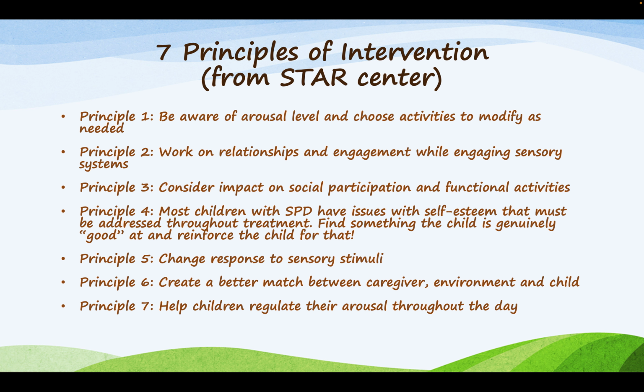Principle 6, create a better match between your caregiver, your environment, and the child. And by this we mean educating the caregiver, looking at different environments that support their sensory needs, and of course, having a child that is not a round peg in a square hole, so that we understand and celebrate the differences in our neurodivergent children, and that we help focus on their strengths while addressing areas of concern. Notice I'm not saying weakness, I'm saying areas of concern or areas that need to be addressed.